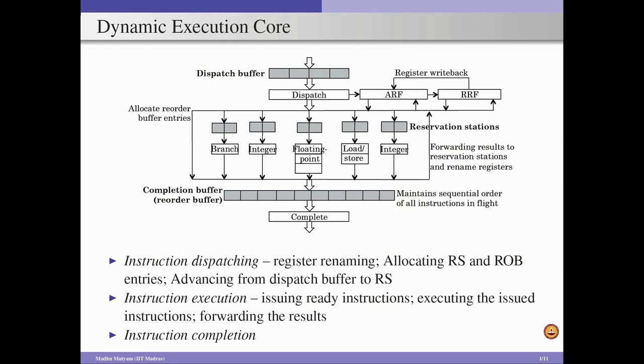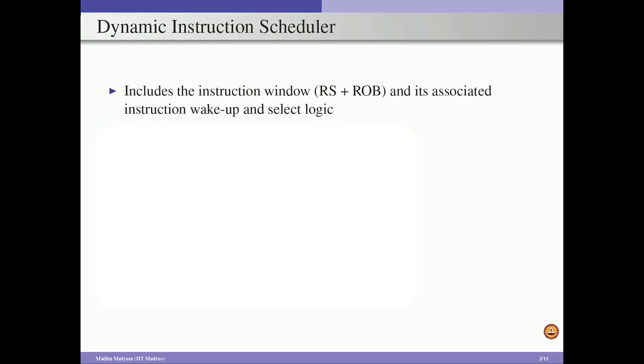And because of these various functional units, as well as because of this register renaming and the reservation station, we can achieve out of order execution of instructions, so that instruction execution can be overlapped for all the independent instructions, and that will improve the overall performance of the system. So, we will see how the dynamic instruction scheduler can be designed. The dynamic instruction scheduler includes the instruction window and its associated instruction wake up and the select logic. We already discussed as part of reservation stations that each reservation station consists of wake up logic as well as the select logic associated with it.